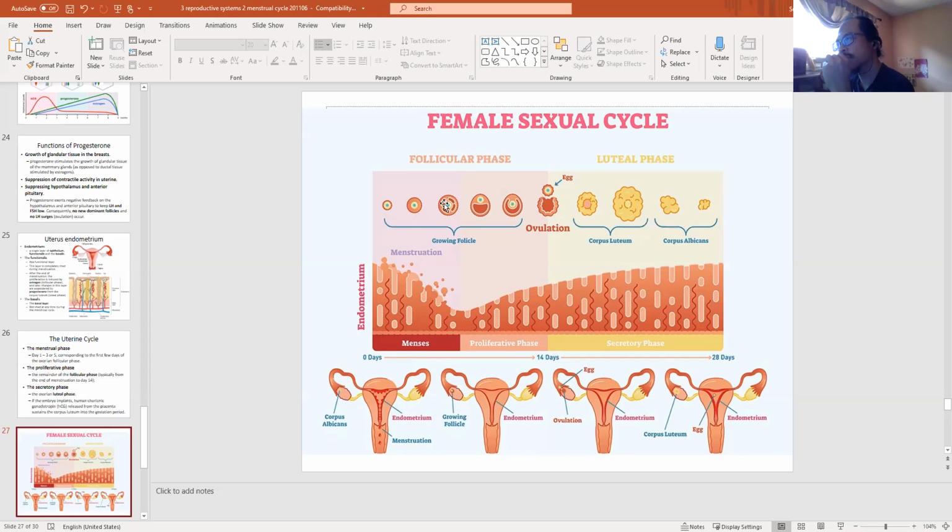This follicular development will release the hormone estrogen to stimulate its regrowing. And this regrowing will go through two phases. One is the proliferation. This is supported by the estrogen. So you can put the term here, estrogen. I can do it for you.